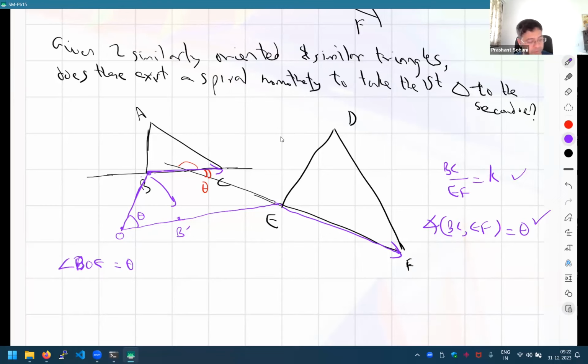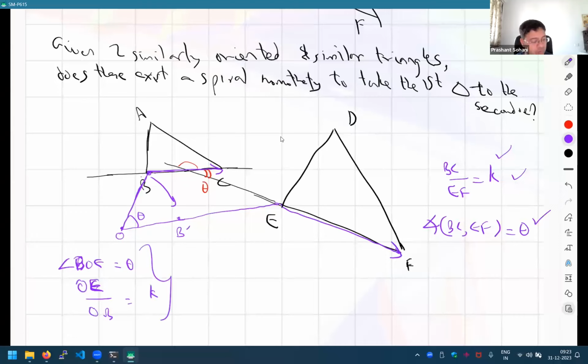What about the distance OB and OE? Can I relate that? Because I know the ratio of homothety. So I know that OB and OB dash are equal, and for OB dash and OE I have the ratio K, right? So can I also say OE upon OB is equal to K? So the ratio OE upon OB has to be K.